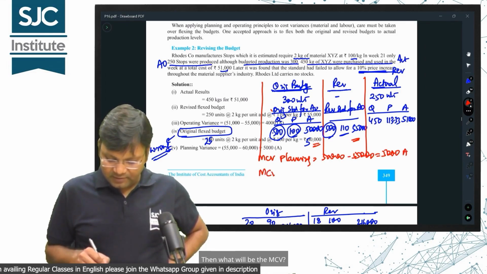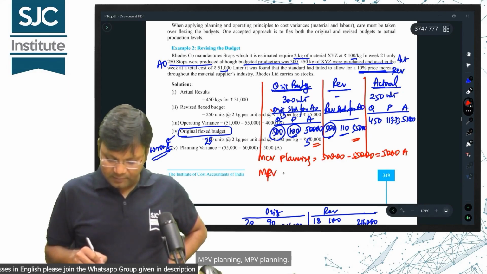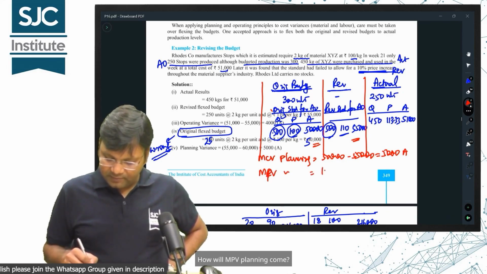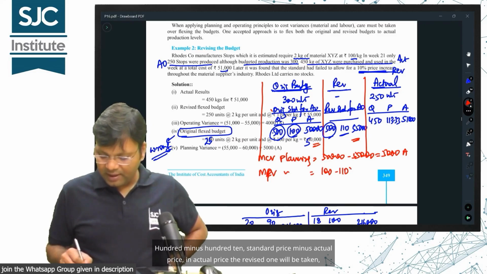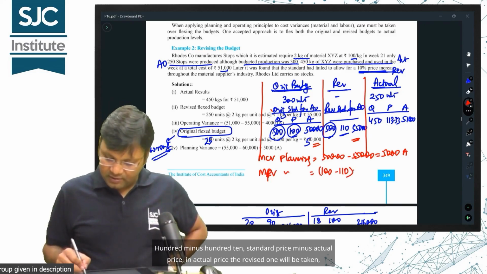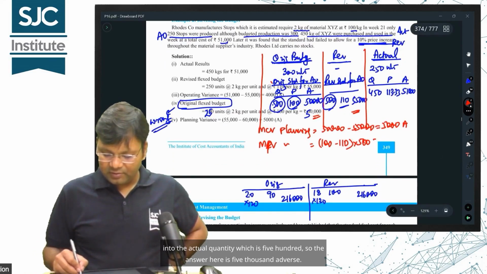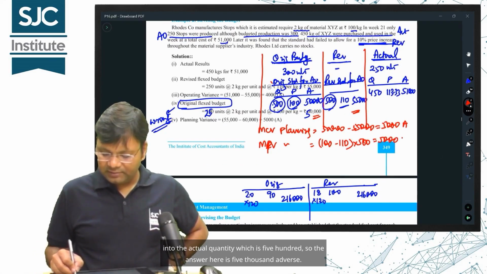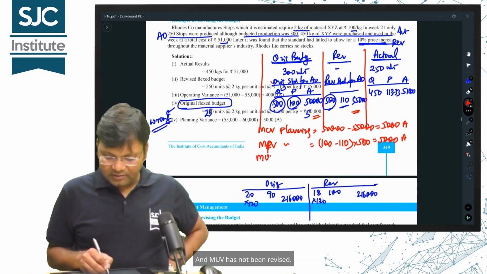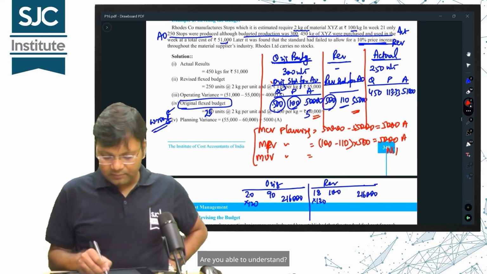Then MPV planning. How will MPV planning come? 100 minus 110, standard price minus actual price. In actual price, the revised one will be taken, into the actual quantity, which is 500. So the answer here is 5,000 adverse. And MUV has not been revised. In planning, MUV has not been revised, so the answer will be nil. Are you able to understand?